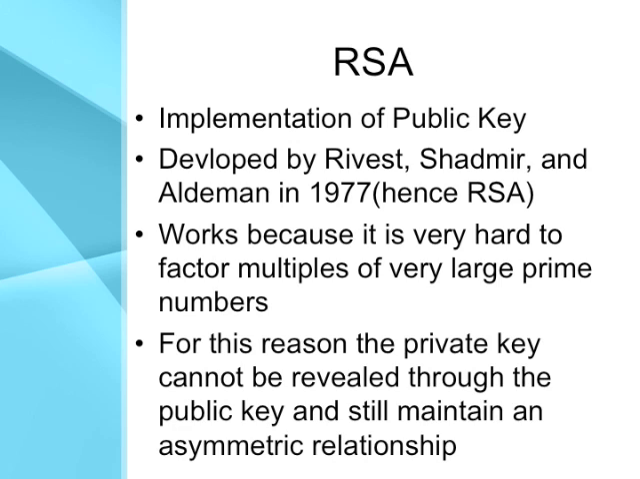RSA utilizes the public key method. Since the keys are derived from multiples of very large prime numbers, the private key can only be found through the public key by factoring the multiples of very large prime numbers. Because the amount of brute force required to factor such large multiples is not easily achieved, the private key cannot be discovered through the public key.